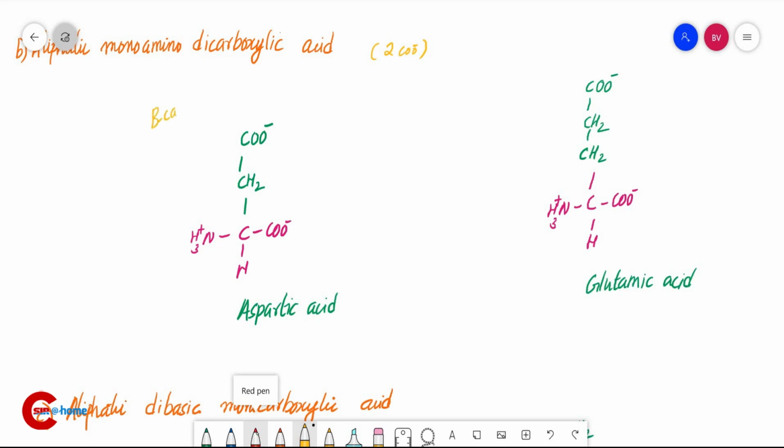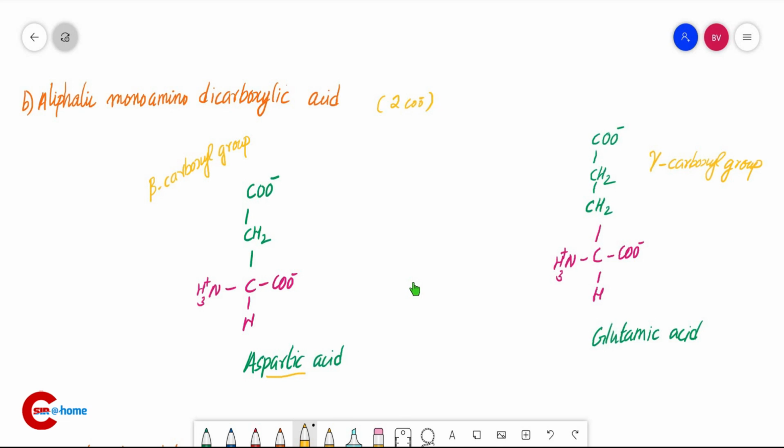Here, this carboxylic acid group is known as beta-carboxyl group. So, beta-carboxyl group is present in aspartic acid. And in the case of glutamic acid, that is gamma-carboxyl group. Which are the examples of aliphatic monoamino dicarboxylic acids? Aspartic acid and glutamic acid. These two contain 2 carboxylic acids. So, one is beta-carboxyl group and the other is gamma-carboxyl group.